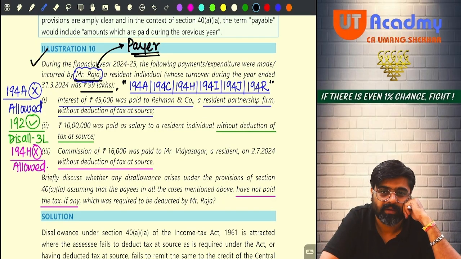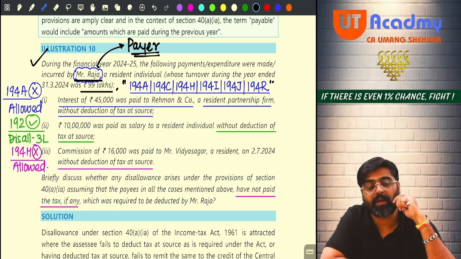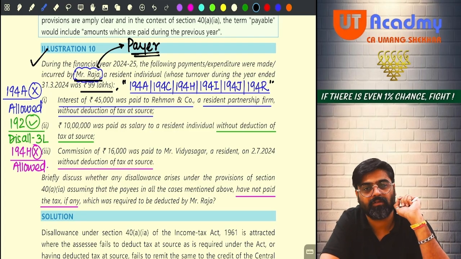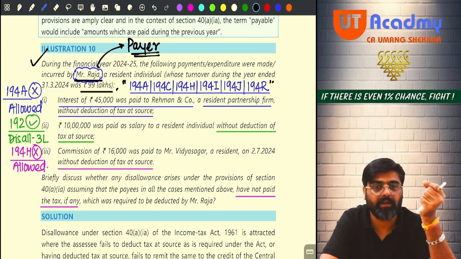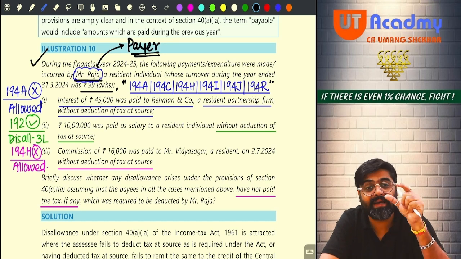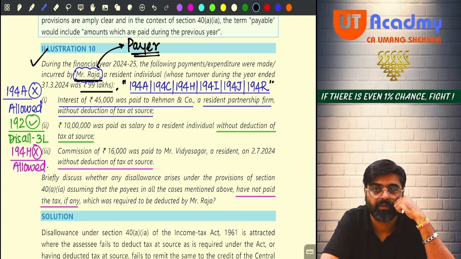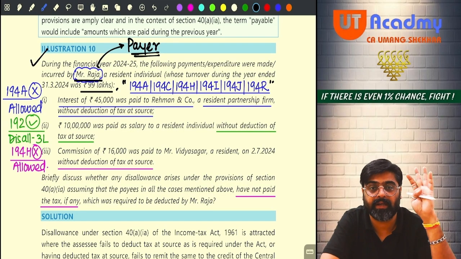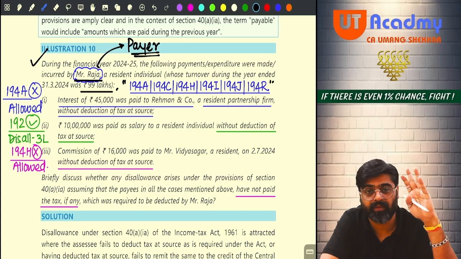Done, sir. Next one. Commission is 194H. Can you see 194H in that list? See, for commission what happens? 194H says that whenever the commission is given to a resident during the previous year and the aggregate amount of that commission given to the resident exceeds 15,000 rupees, then as per 194H, the TDS must be deducted at the time of payment or credit, whichever happens earlier. And the rate of TDS is 5%.